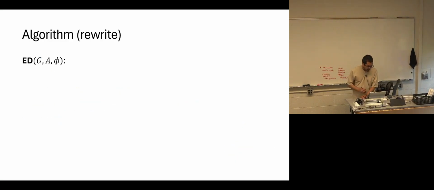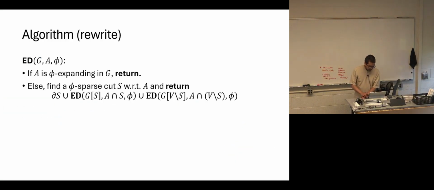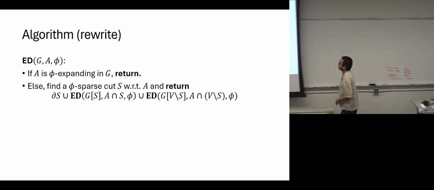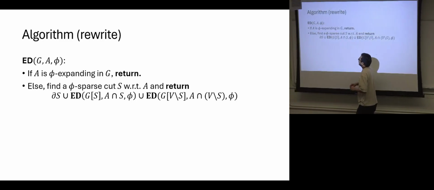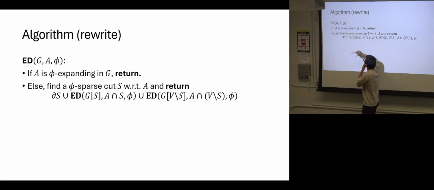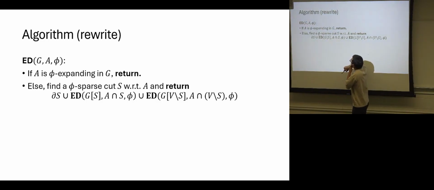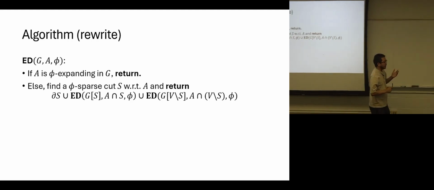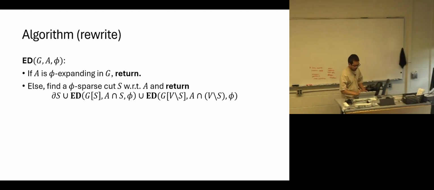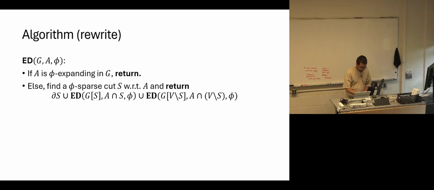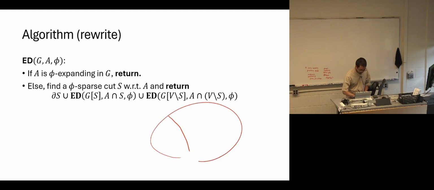And we see the algorithm that we have seen before is just: check if it's expanding. If it's expanding, then we're done. If not, then there is a phi sparse cut, right? And if there is a phi sparse cut, then you cut through the phi sparse cut, and then recurse on both sides. Recurse here and here. Okay.